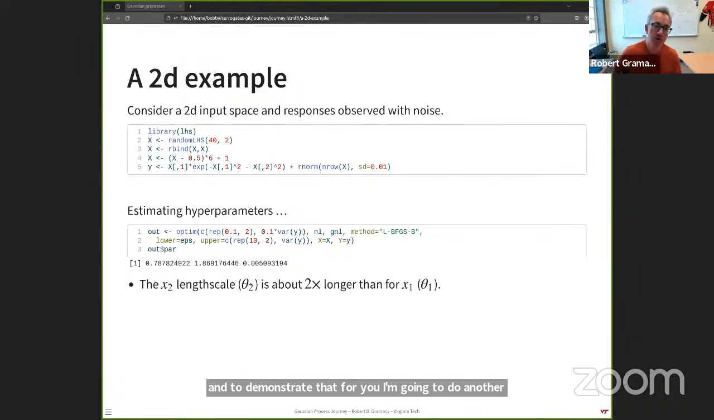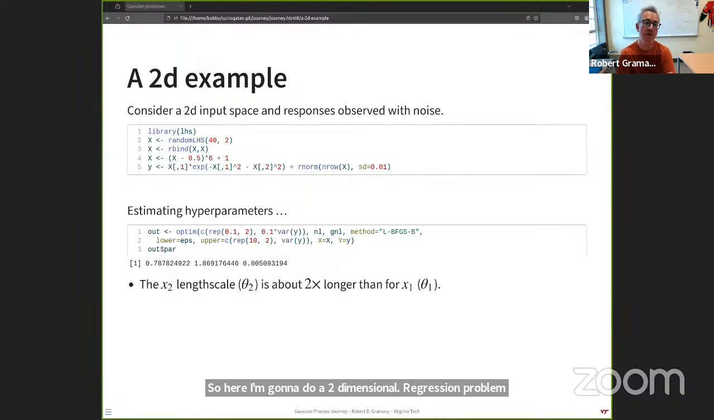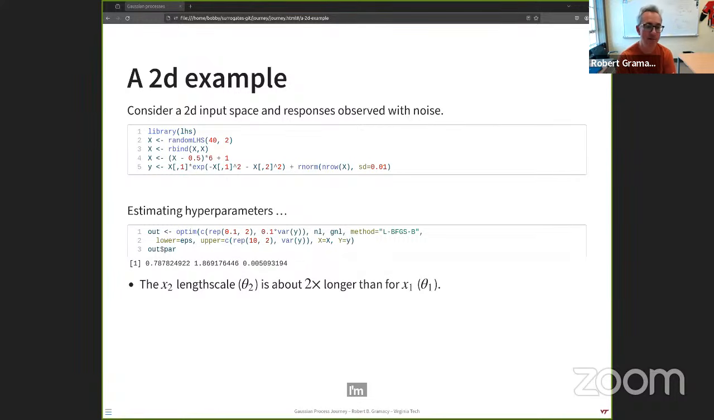So here I'm going to do a two-dimensional regression problem where my y's are a function of a two-dimensional x with some noise. So I'm observing this data with noise, whereas in my previous example, the sine function was not noisy. I'm going to put the negative log likelihood and its gradient into the optim function in R to optimize. I'm going to minimize the negative log likelihood to get my MLE.